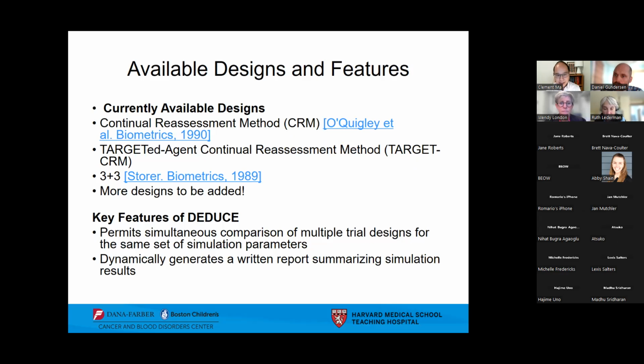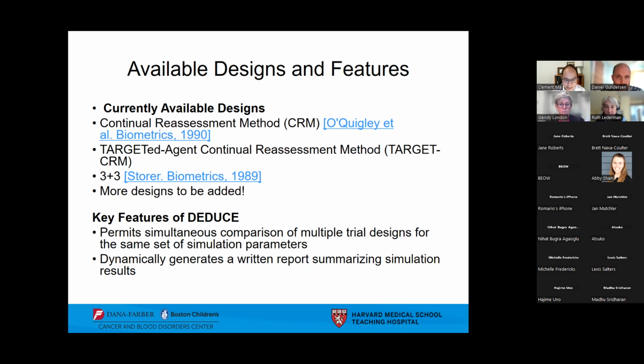Currently, we have 3 designs available on DEDUCE, and we've covered each of these previously. So we have the CRM, the TARGET-CRM, and then as a comparison, we also have the 3+3 design. And we are currently actively working on adding additional designs to this app.